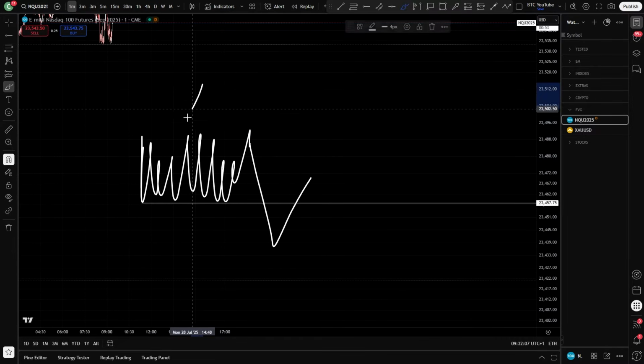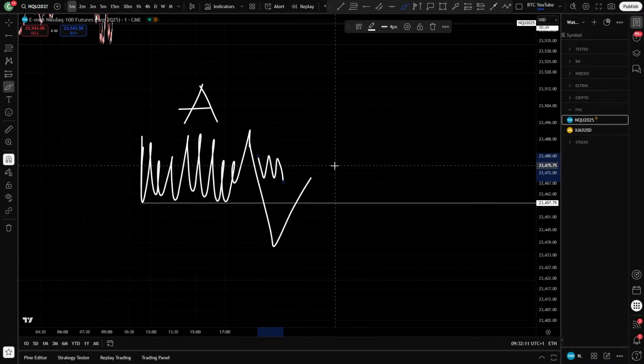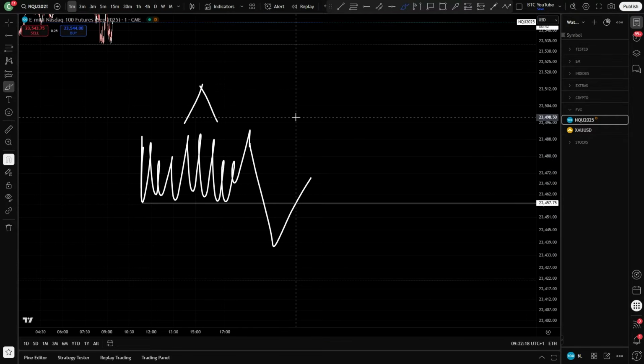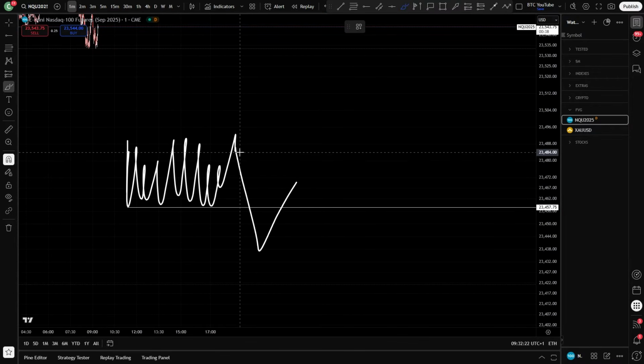Essentially, what you'd be looking for is this accumulation, manipulation, and then distribution, the AMD strategy. If you know about ICT concepts or smart money concepts, you will know about this strategy, or at least about this correlation of how price can move.